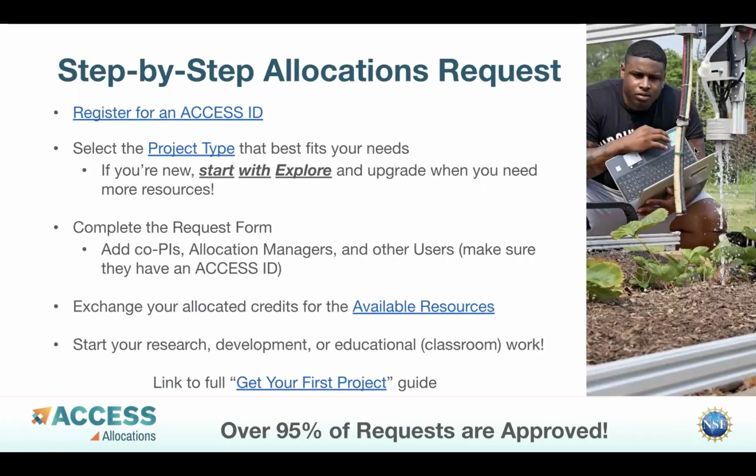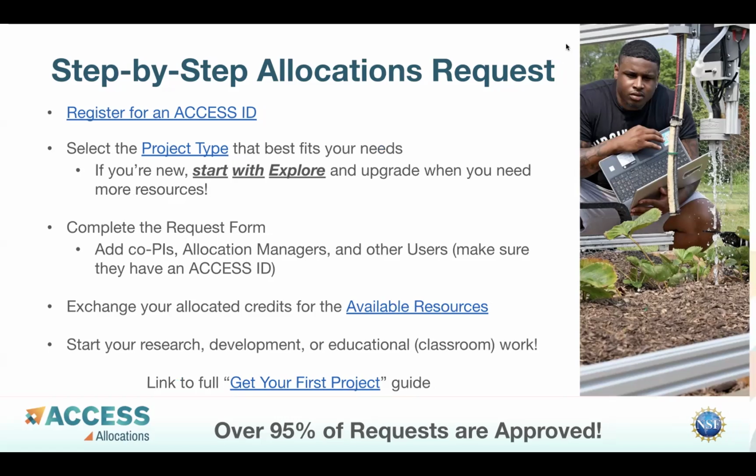For those that are interested in getting their own project, you can save this slide and follow the instructions here. It's pretty simple. Get an ACCESS ID, request that project type that you think is best for your needs. If you know you need a little bit more than the starter level allocation, you can request that from the start. You can also add co-investigators, allocation managers to handle adding, removing users, requesting resources. And once you're approved, you start picking the various resources that are applicable for your interests.